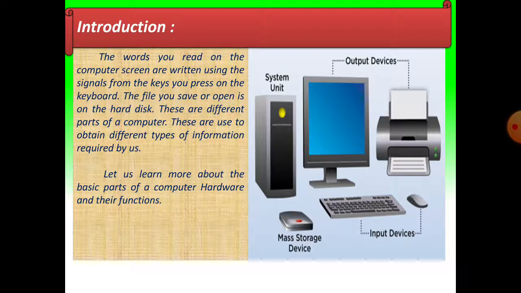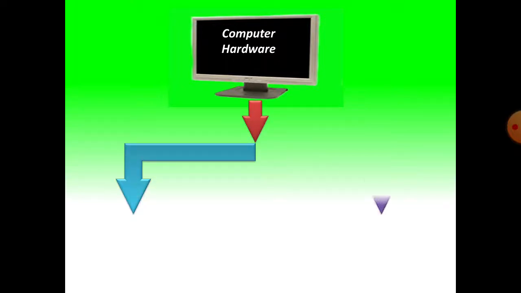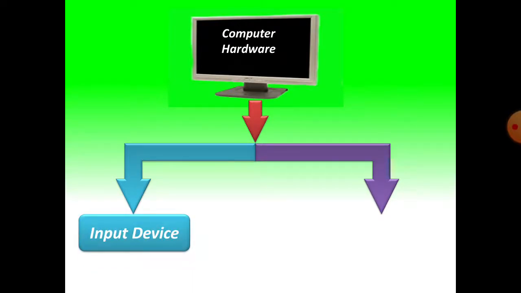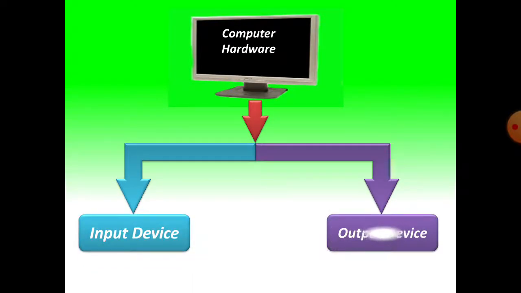This picture shows a computer system. In this, input devices, output devices, mass storage devices, system units all are included. Computer hardware is mainly divided into two parts, namely input device and output device.